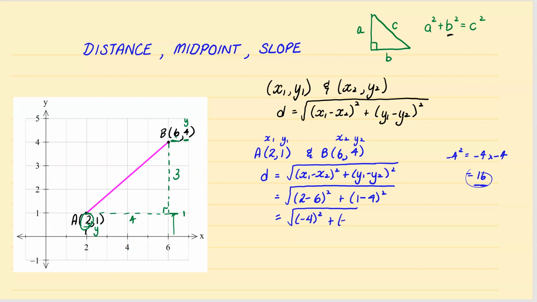1 take 4 is minus 3 squared, and that's going to be 16 plus 9, square root of 25, which is 5 units. And that's it. That's how simple it is. It's just put your information into the formula and then away you go.